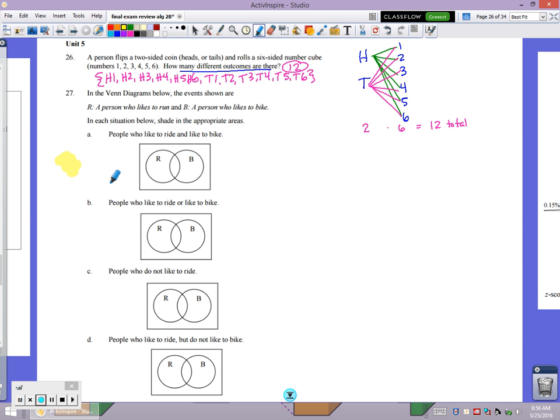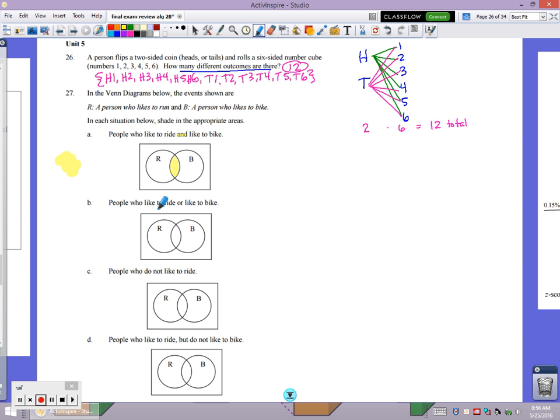People who like to ride and like to bike. Keyword here, and. They like to ride, so they're in this circle, and they like to bike. They're also in this circle. So in order to be in both circles at the same time, we have to be in this section right here. Likes to ride and likes to bike.